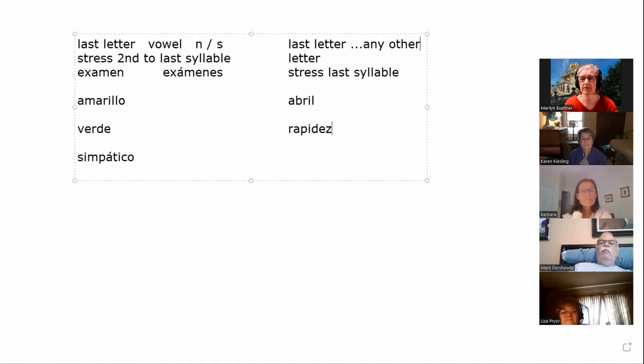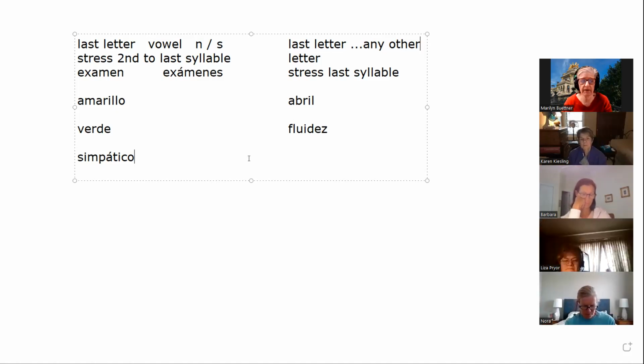Rapidez, fastness, velocity, yeah, rapidez. It doesn't end in an N or an S, and we punch the end. Fluidez, being fluid, yeah, fluidez. Español. Punch the end. Yeah. Okay. We don't need an accent mark. It obeys that rule, right?